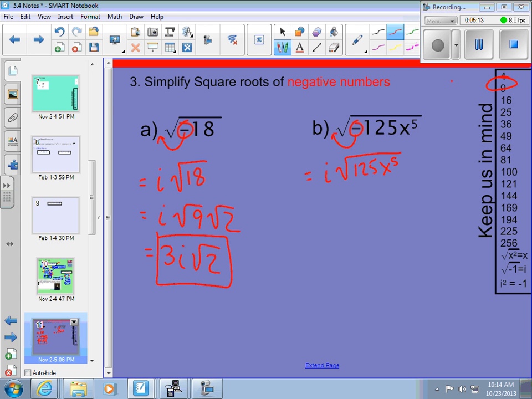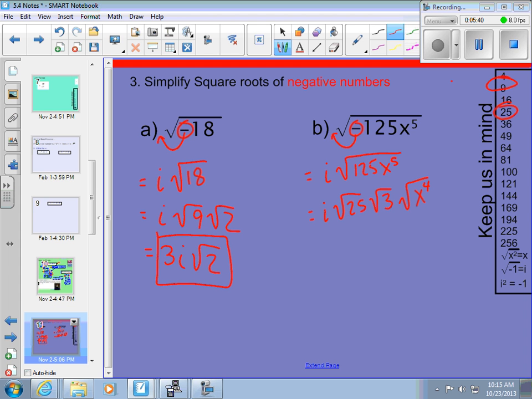Now we want to simplify anything that's left under the radical sign. So is there any perfect squares that go into 125? Yep, 25 goes in there 3 times. So we have square root of 25 times square root of 3. Now we also want to look at variables. How many pairs of x's do we have in there? Well, if we're thinking pairs, we could simplify almost all those pairs.